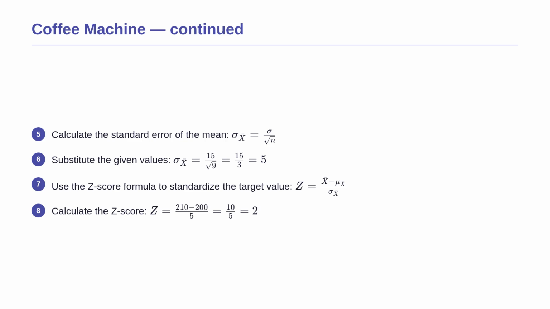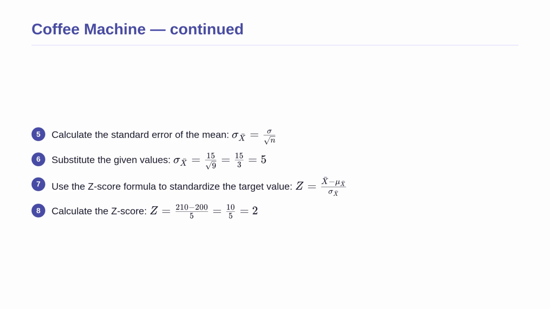Continuing with our coffee machine example, we need to find out how much the averages of 9 cup samples will bounce around. We calculate the standard error by dividing the population standard deviation, 15, by the square root of our sample size, 9. This gives us a standard error of 5 milliliters. Notice this is much smaller than the original 15 milliliters because averages vary less than individual cups.